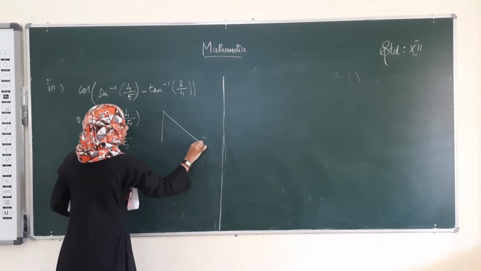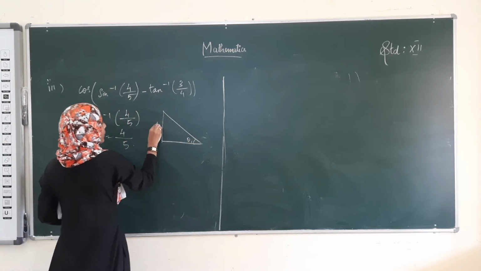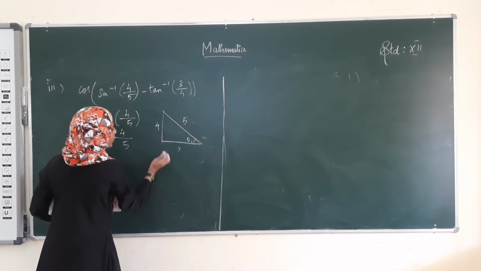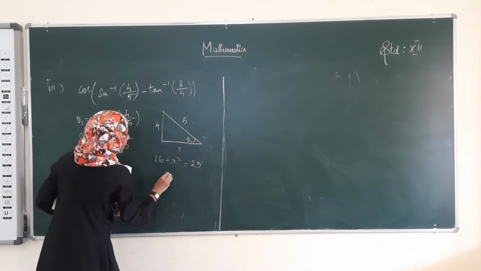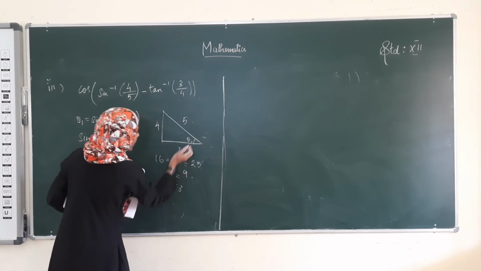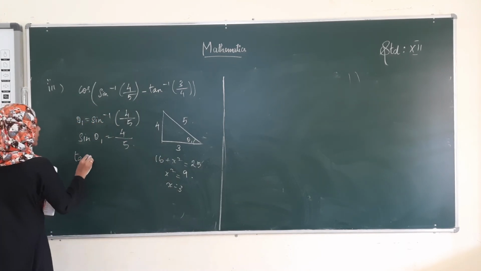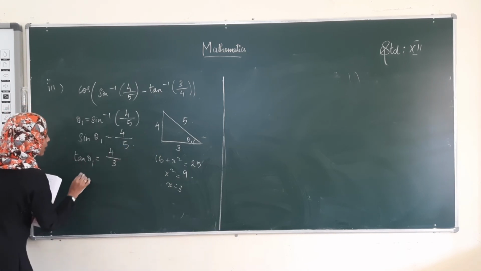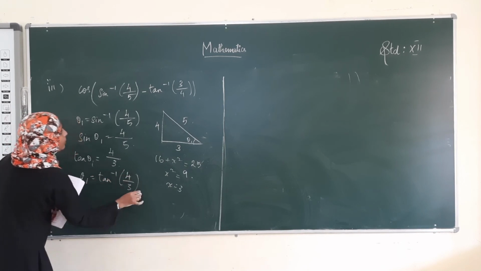Shall we draw the diagram? Right angle triangle. This is theta 1. Sin theta 1 is equal to 4 divided by 5. This is 4 and this is 5. We have to find this value. Let this be x. Then 4 square is 16 plus x squared is equal to 25. X squared is equal to 25 minus 16 is 9 and then x value is 3. We have to know what is tan theta 1. What is tan theta 1? 4 divided by 3. Therefore, theta 1 is equal to tan inverse of 4 divided by 3.